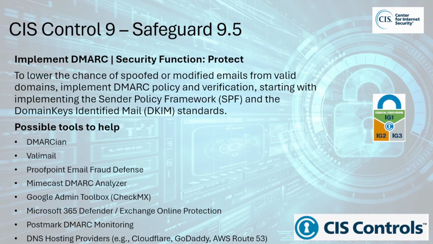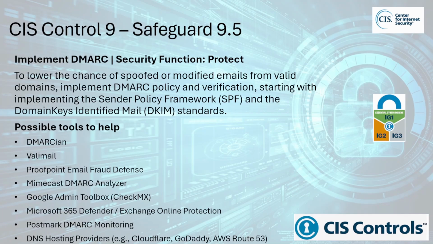DMARC builds on two foundational email authentication standards. 1. SPF, or Sender Policy Framework, defines which servers are allowed to send email on behalf of your domain, and 2. DKIM, or DomainKeys Identified Mail, adds a digital signature to emails proving the message wasn't tampered with. Once SPF and DKIM are configured, DMARC enforces alignment and allows domain owners to monitor email flows, block or quarantine unauthenticated messages, and receive reports on email authentication results.